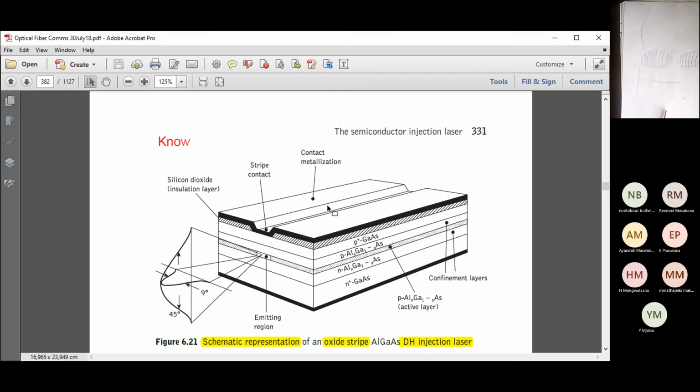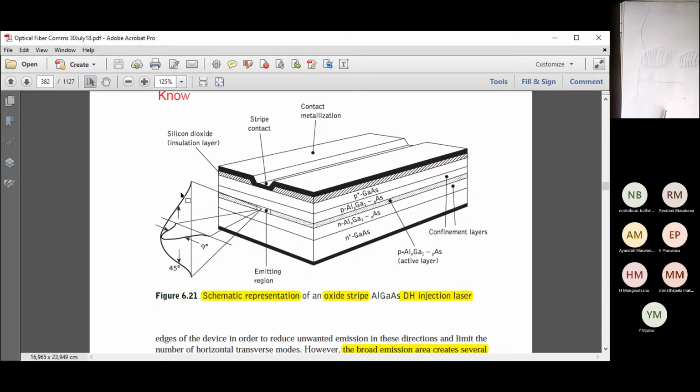For your power, you need power here. Maybe you need 5 volts on this thing. So you put the power on top and bottom. It's like a little surface mount component. But remember the plume of light coming out here, it's 9 degrees by 45 degrees, or 18 degrees by 90 degrees.